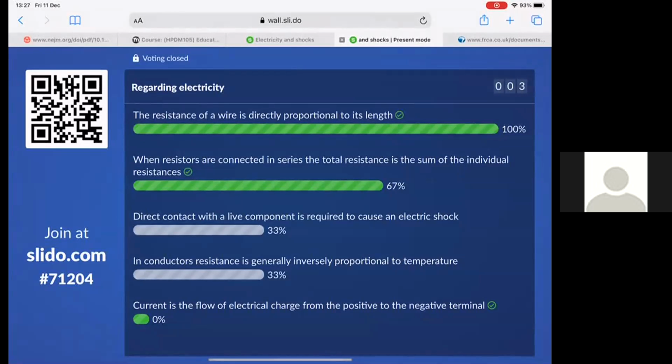So we've done that one, we've done wire resistors, done light component, done conductors. Current is the flow of electrical charge from the positive to the negative terminal. Electrons go from negative, current goes from positive. Charge is the flow of electrons. Maybe I should rephrase that. I'm just trying to emphasise the point that current flows from positive to negative, and the electrons flow from negative to positive.